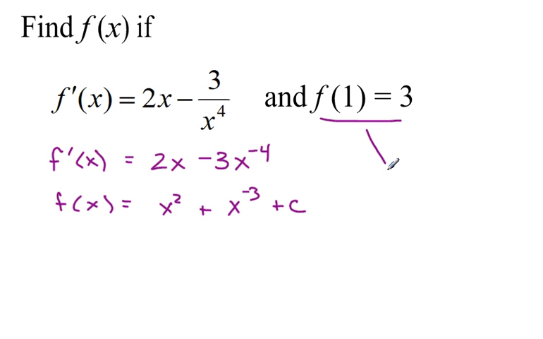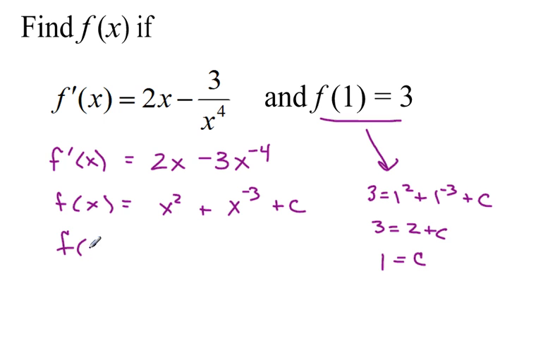Now I use my initial condition, and I'm going to plug it in, 3 in for the y and 1 in for the x's. And I know 1 to any power is 1, so I've got 3 equals 2 plus c, which means that c is 1. Last step, rewrite that function with that value for c. x squared plus x to the negative 3 plus 1.